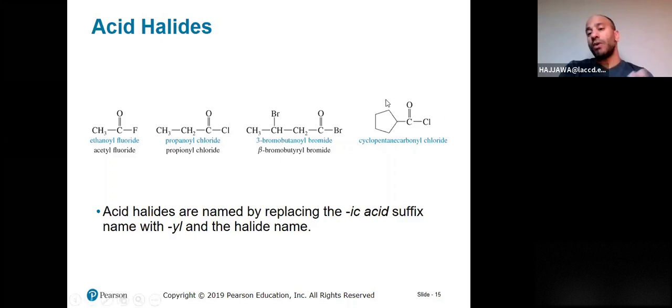Here's another. If I would have the carboxylic acid, then it would be named cyclopentane carboxylic acid. But here, because it's an acid halide, it would be named as cyclopentane carbonyl chloride.